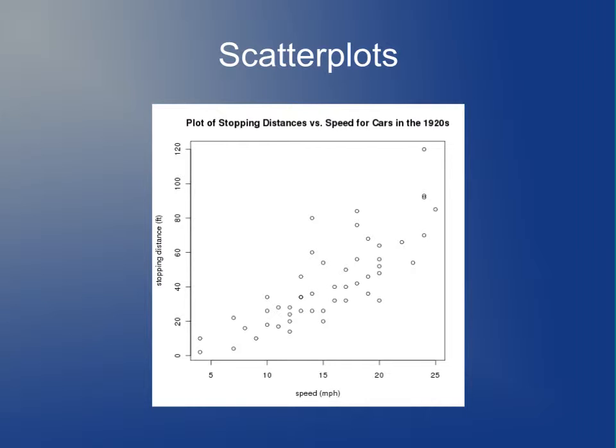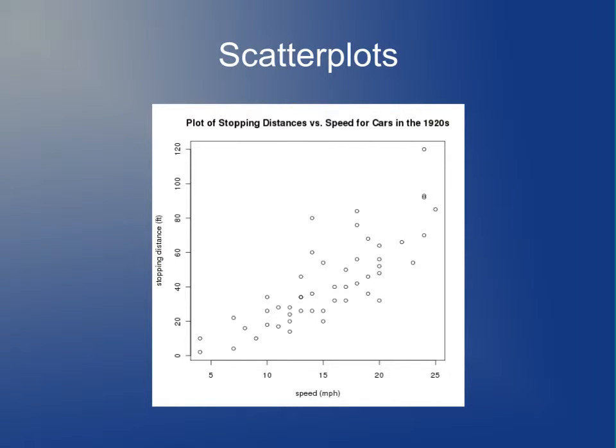The first step when you want to look at the association between two quantitative variables, in most cases in statistics, it's advantageous to plot the data. So a simple way to do that is to create what's called a scatter plot. This is a data set that's built into R, it's called cars.